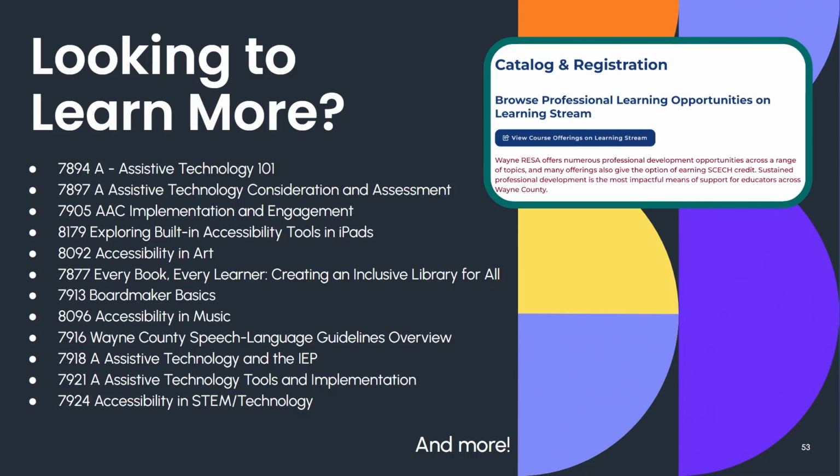If you're looking to learn more about assistive technology or various AAC things, we have a long list of professional development that we're offering here at Wayne RESA this fall, and there's many more things out there as well. You can look here, and if you go on Wayne RESA's website and navigate to their catalog and registration, you'll be able to find all of these courses. The ones I have listed here are all kind of tagged with special education in mind, so you could find them there, or you could just search for any of these course numbers.